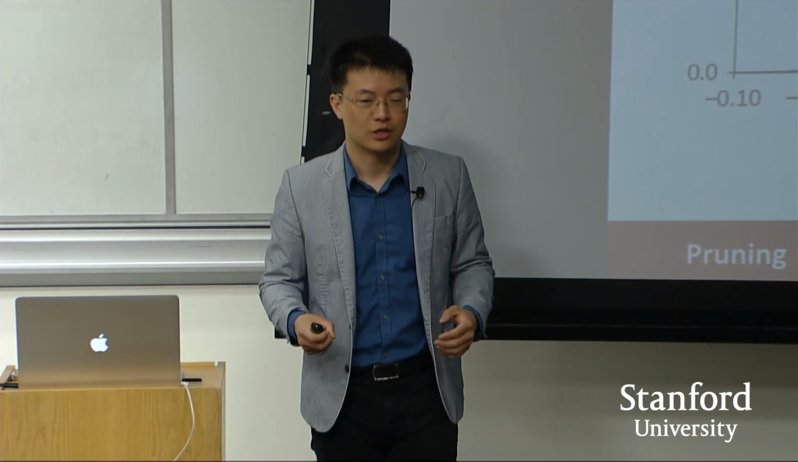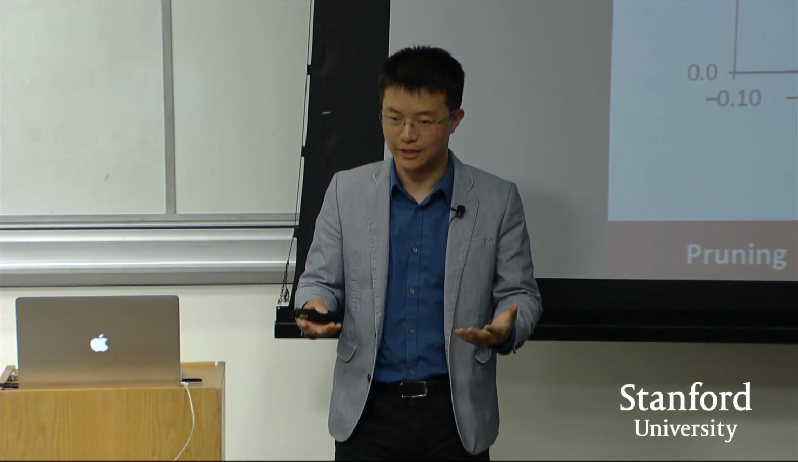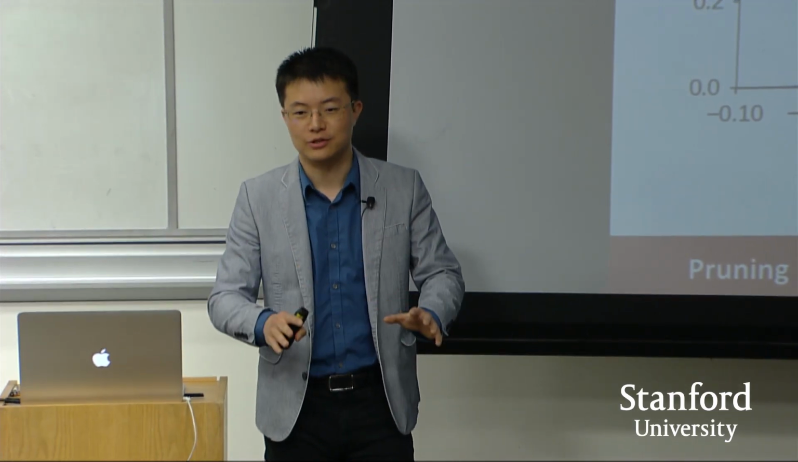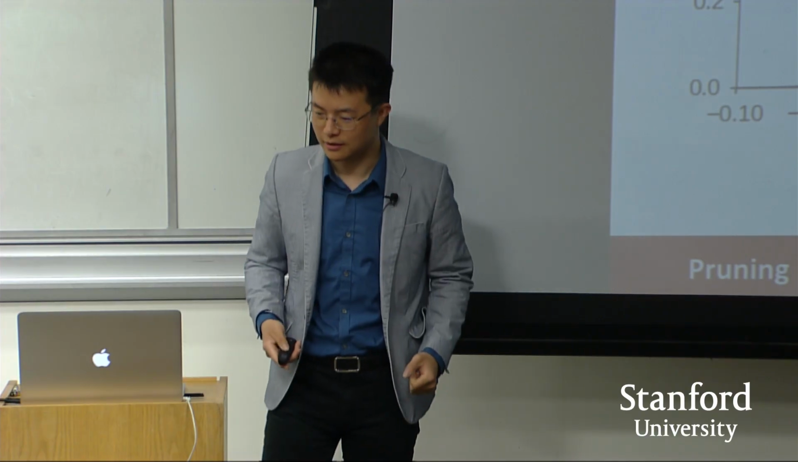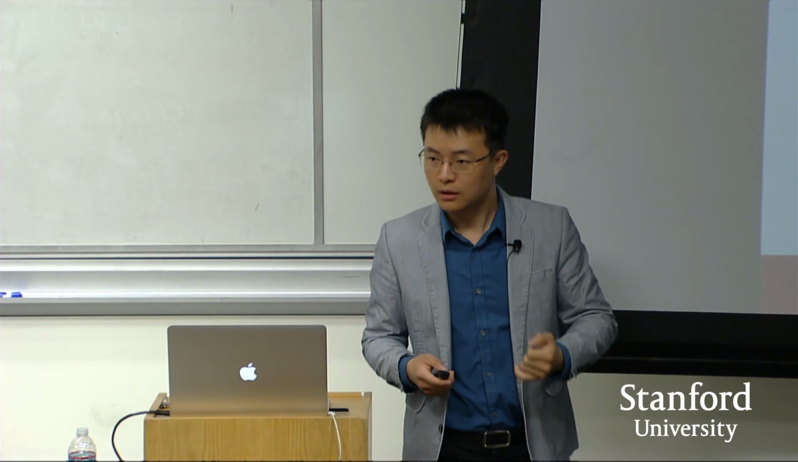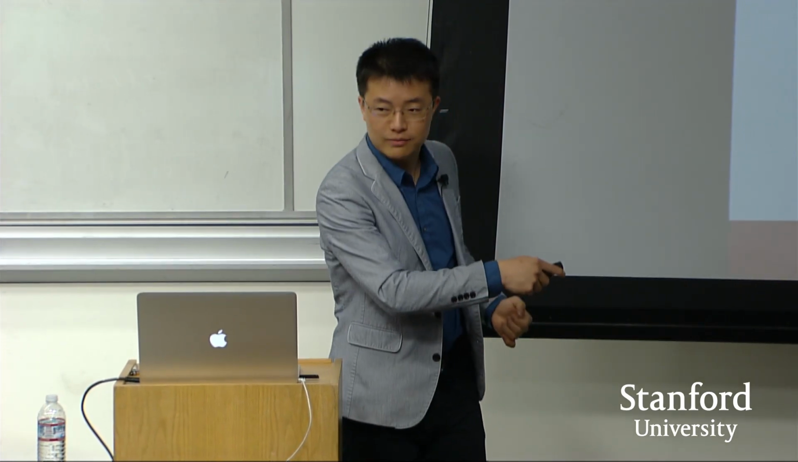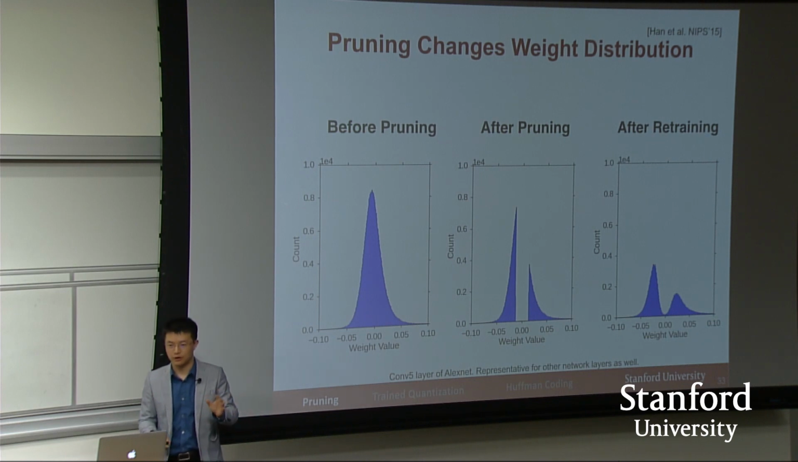Yeah, so the question is, how do we deal with those zero connections? We force them to be zero in all the SGD iterations. Yeah, so very simple. Small weights, drop them, sort them. If it's small, just drop it.